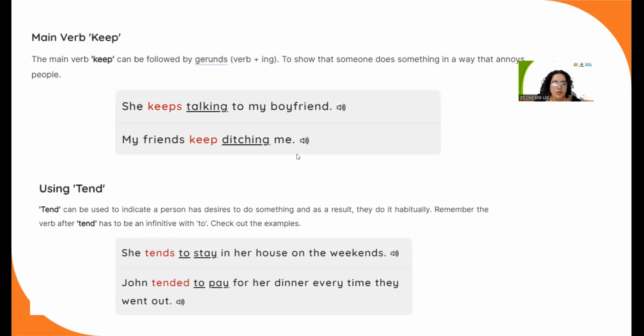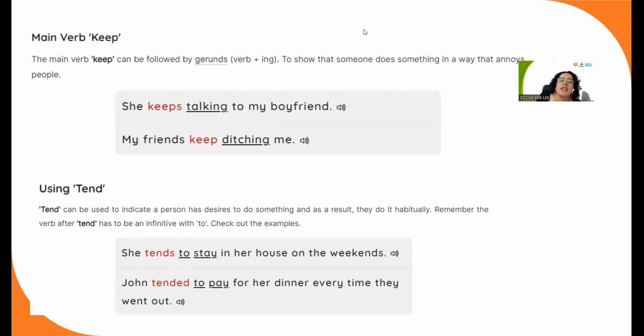Let's read both examples, please. Natalia, please read both examples. She tends and John tended. Okay, that she tends to stay in her house on the weekends, and John tended to pay for her dinner every time they went out.